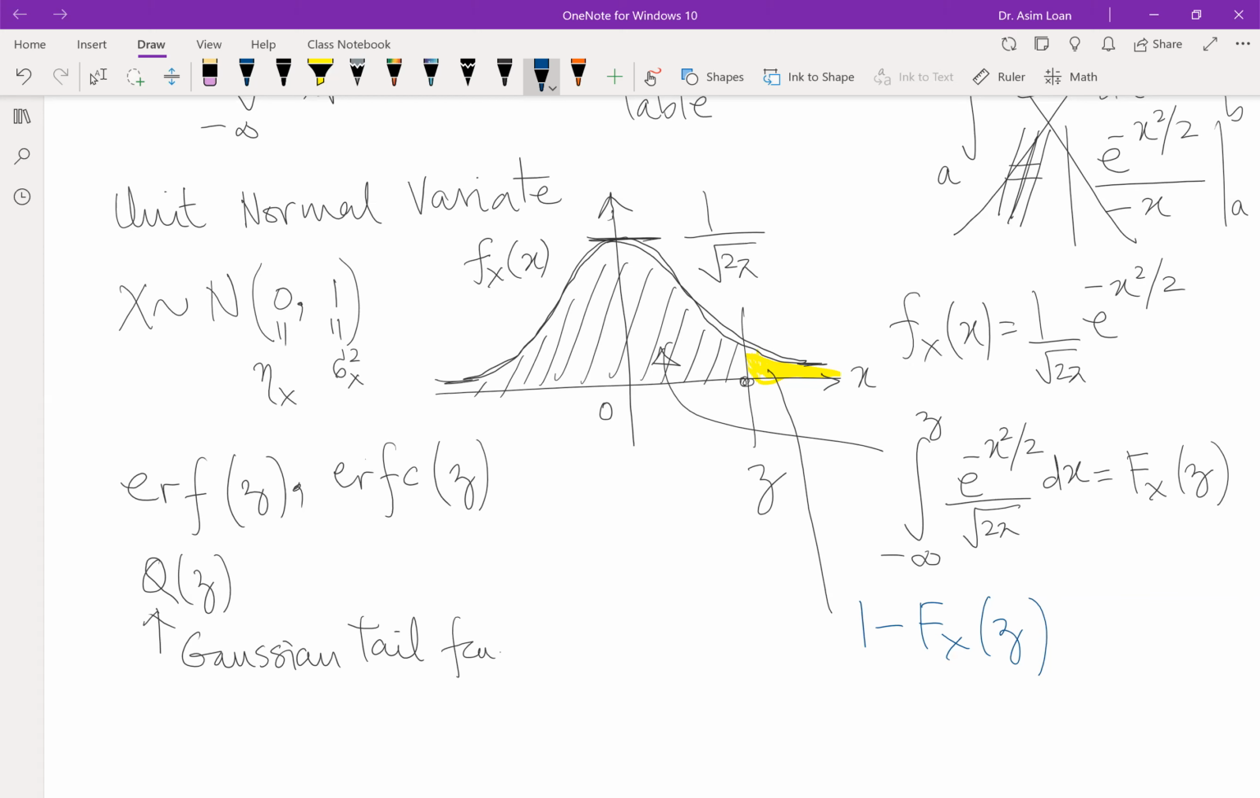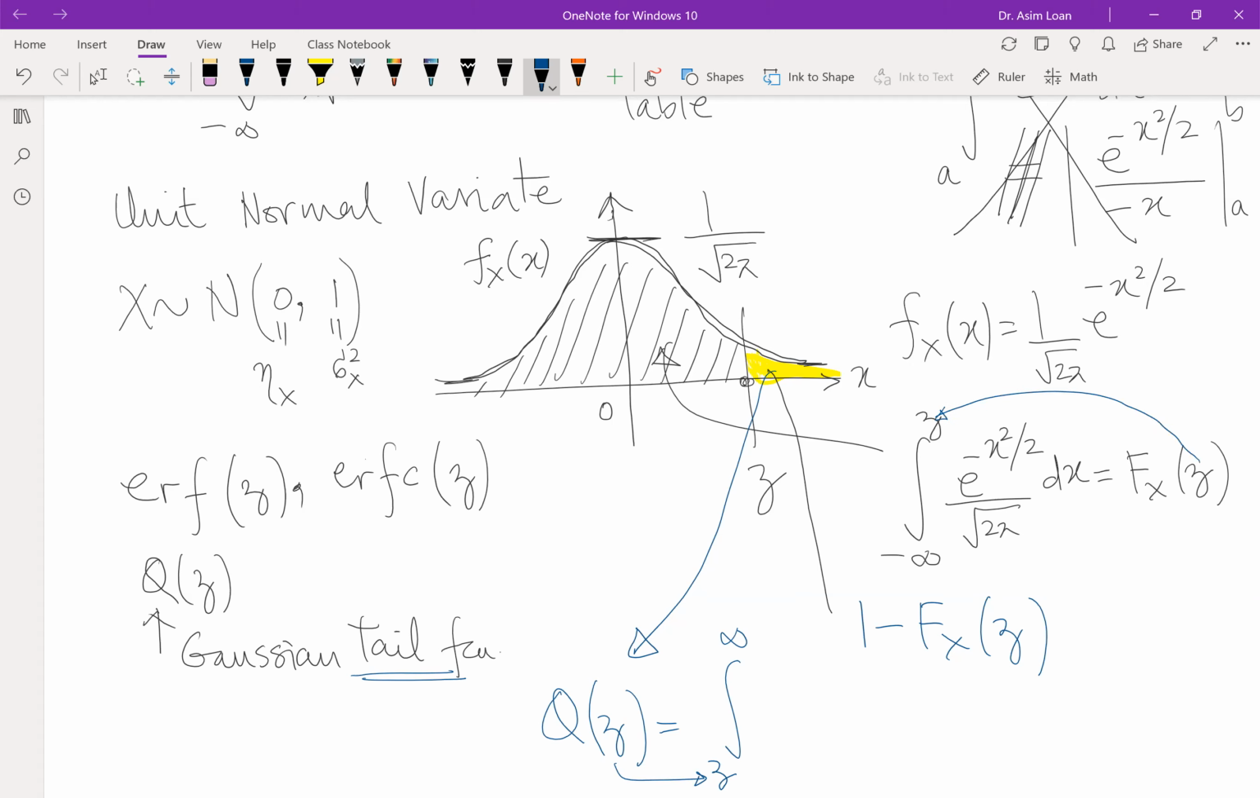So if up to this point is fx of z, then this yellow highlighted portion is simply 1 minus fx of z. But this portion can also be written in terms of this Gaussian tail function, because this is the tail of the function. So q of z is actually z to infinity, from here to here, z to infinity. And so this z goes here, in the top limit.